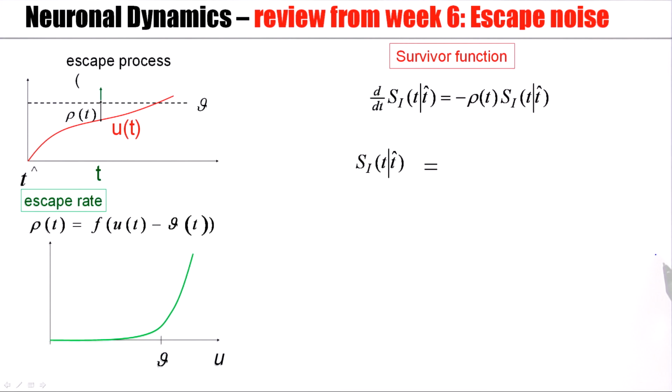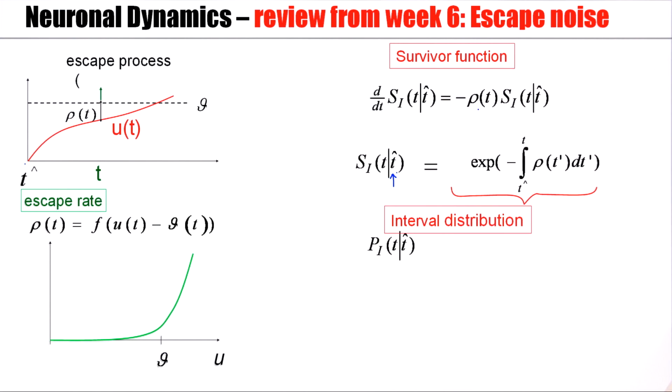quantities such as the survivor function. Given the last spike occurred at t hat, what is the probability that the neuron would survive up to time t without firing again? This probability of survival decays with the firing rate rho, and therefore we can integrate this, and this is the result.